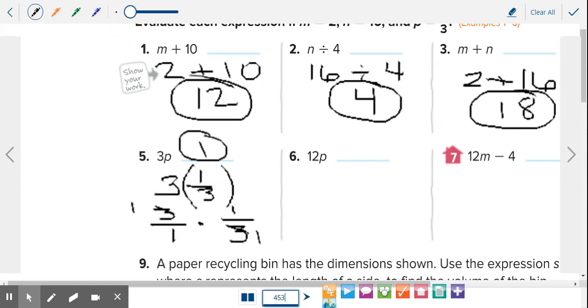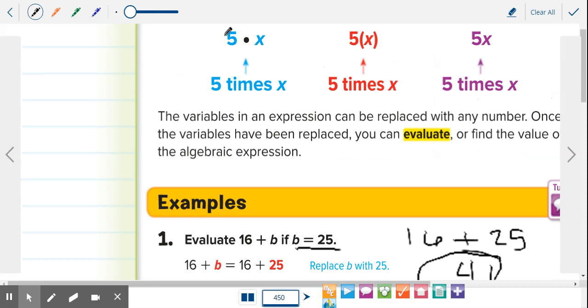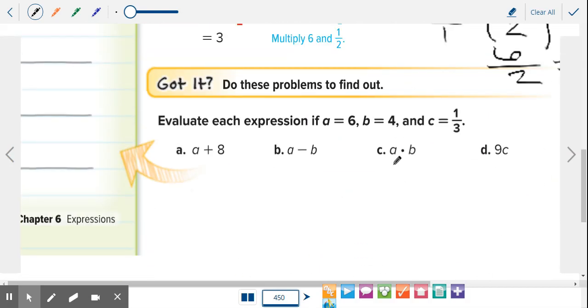Okay, so let's go back. You guys try to do A, B, C, and D down at the bottom of page 450. So they give you what the variables equal. You just have to write them out and solve it. So take your time. I'll give you plenty of time, so go ahead and get started.